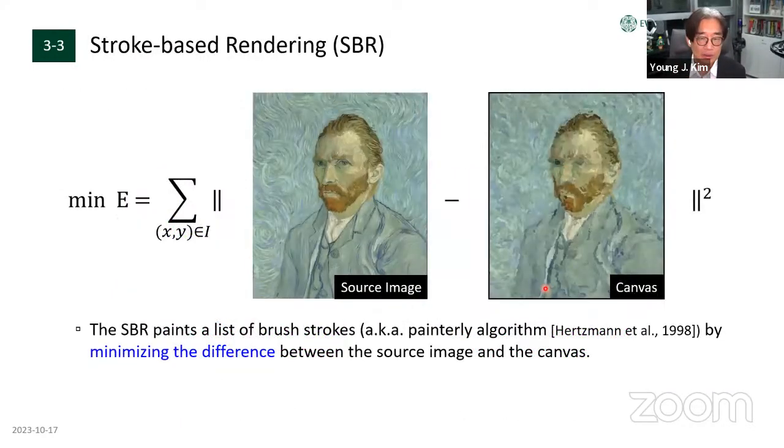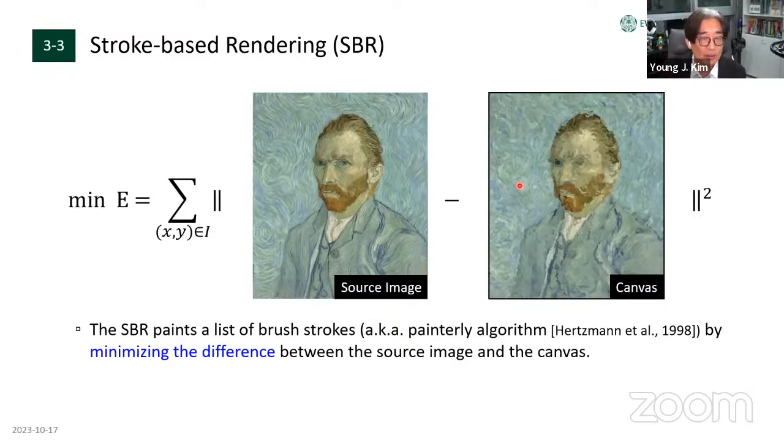Now, that's the second way to generate the drawing path. And the final one is this very well-known non-photorealistic rendering technique known as stroke-based rendering. In stroke-based rendering, as you may know, given this raster image, you want to find the list of brush strokes that approximate the original image by minimizing their differences. That's basically the idea of stroke-based rendering.